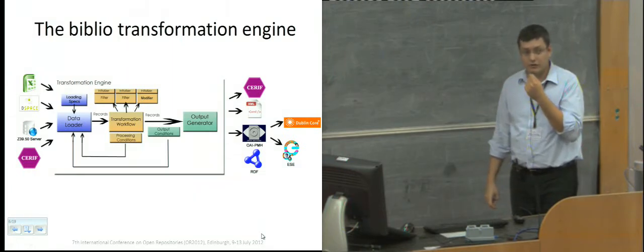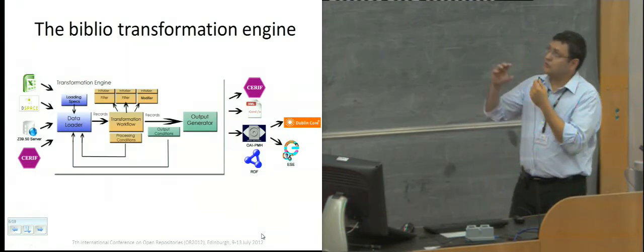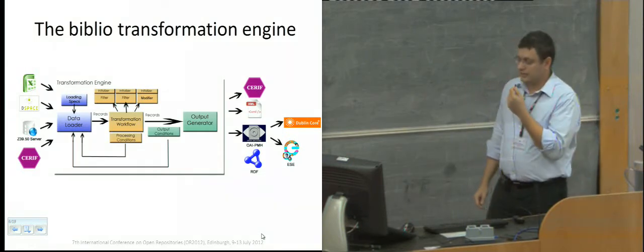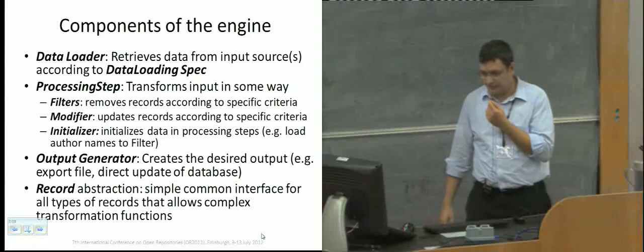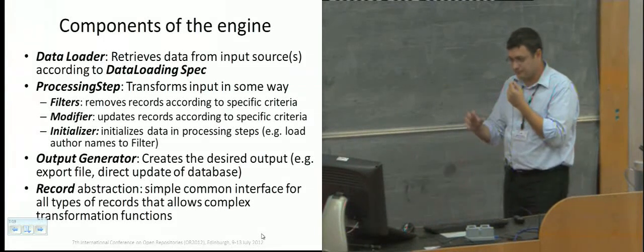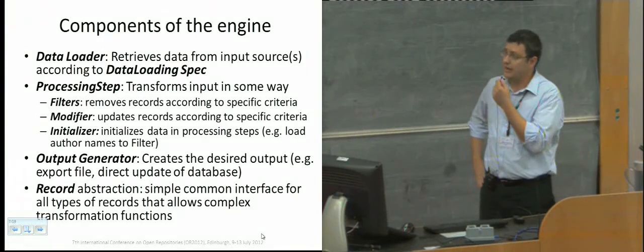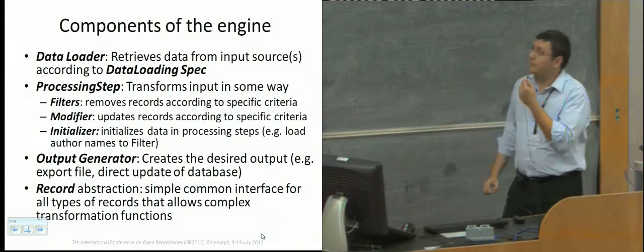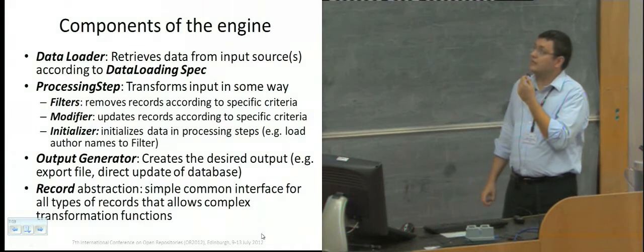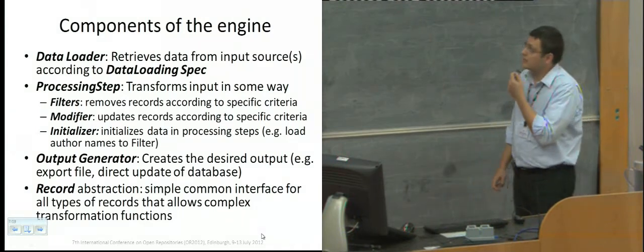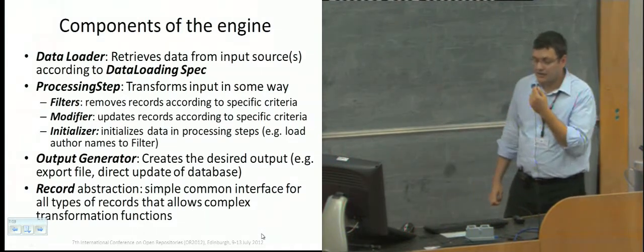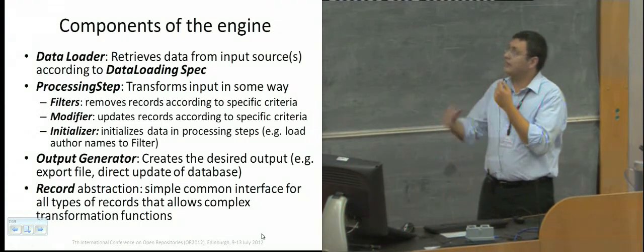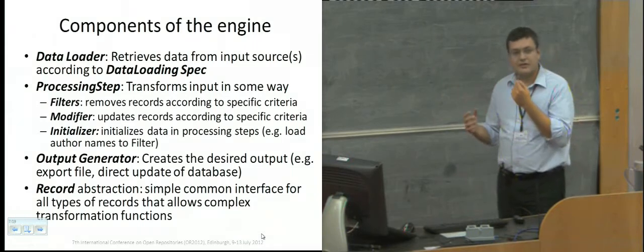These records that have resulted from the data loading procedure are fed into what we call the transformation workflow. This workflow consists of discrete steps, and let me for a moment go to the next slide to elaborate a little bit on them. We have two kinds of processing steps. The first category is the filters, the pieces of code that remove records according to specific criteria.